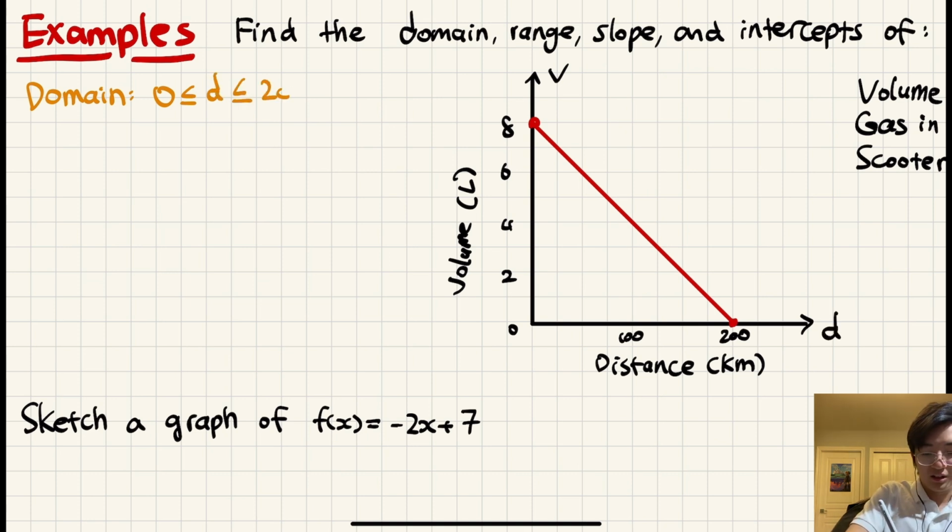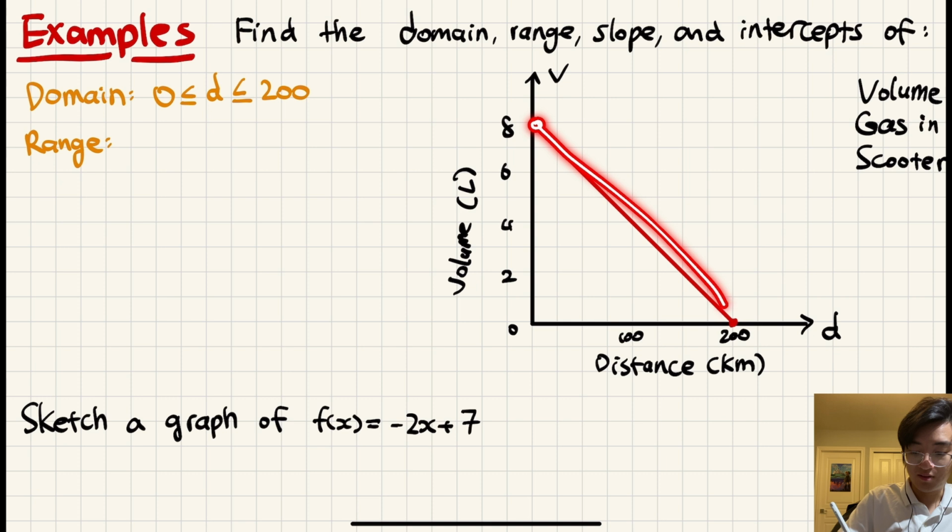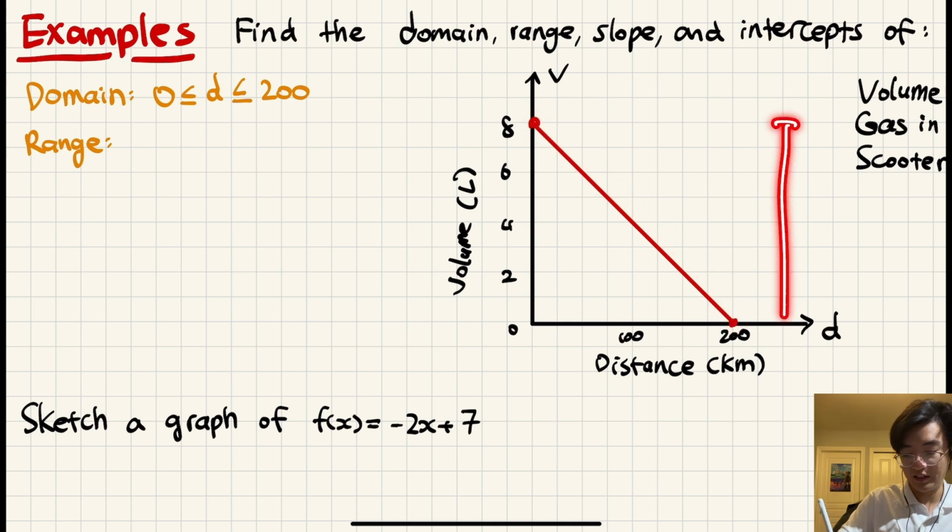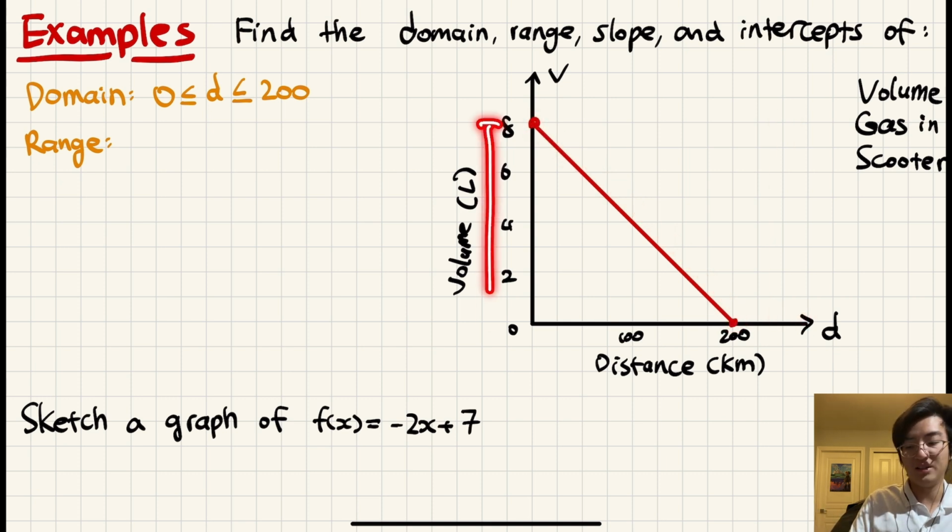So the distance, d, is between 0 and 200, right? And now the range is the y values. Again, the graph goes from here to here. So the y values from here to here are from 8 all the way to 0.